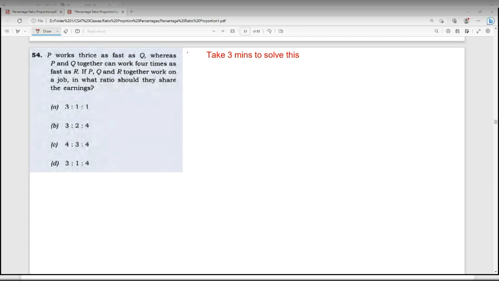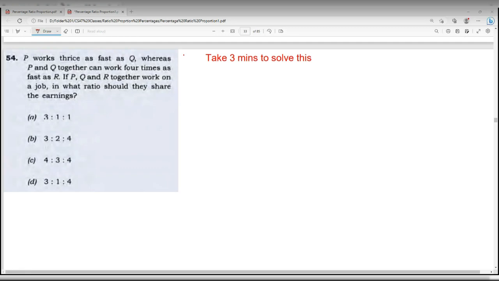Please take 3 minutes to solve the question. I'll start the timer now. Solve this question. We'll see how to go about this.